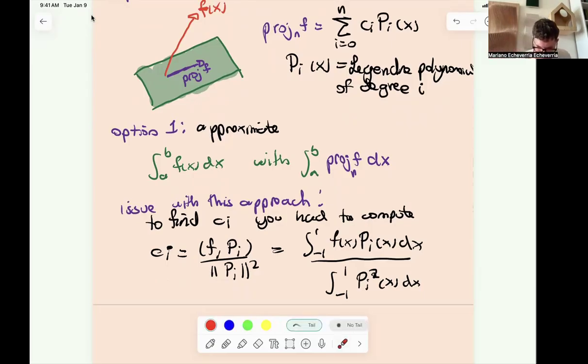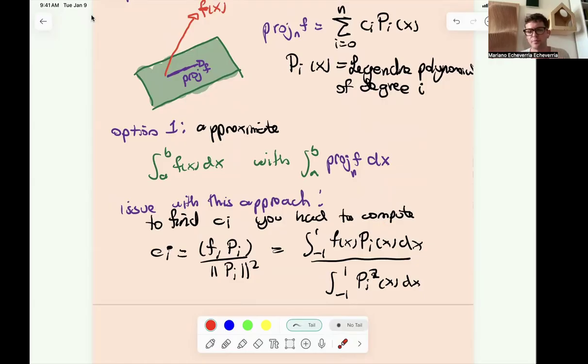Because in order to compute this, already the degree zero Legendre polynomial was just one, so already this implicitly assumes that you know how to find the integral of the function, right? So if what you're trying to do is approximate the integral of the function, you cannot have as part of your method something that requires it, right? So it's a little bit circular if you do it from this perspective, because it just assumes what you wanted.